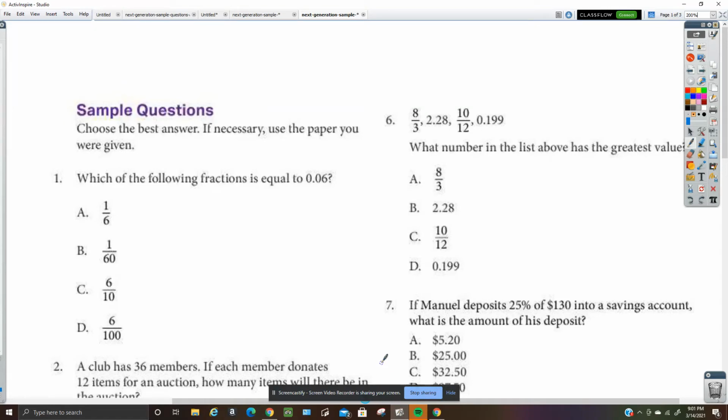This is a video of the Arithmetic Accuplacer Arithmetic sample test.